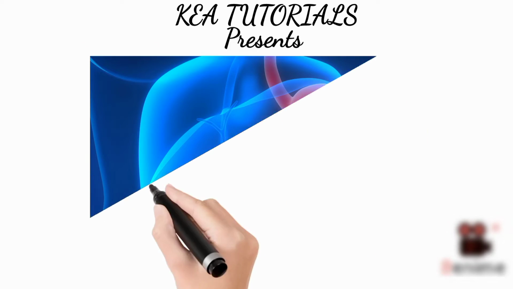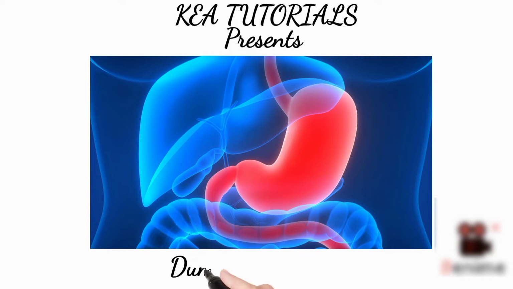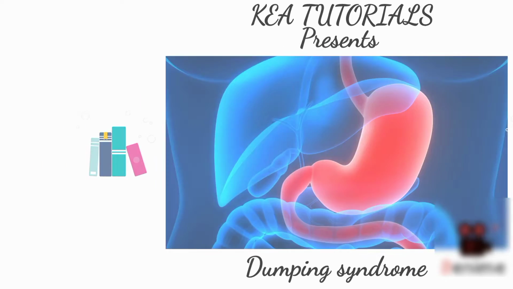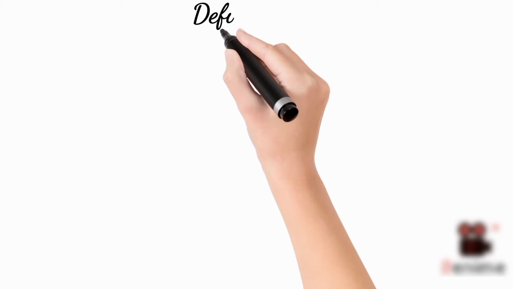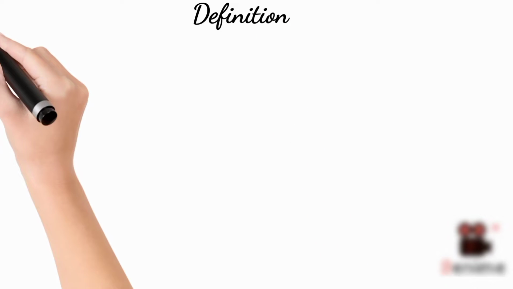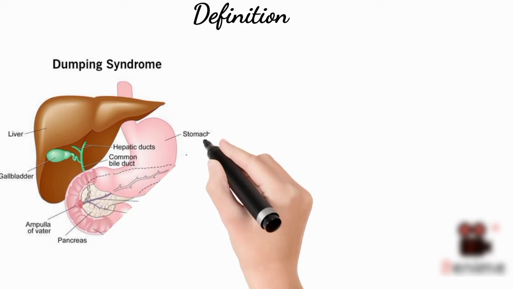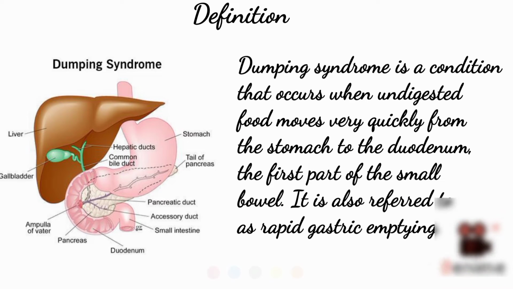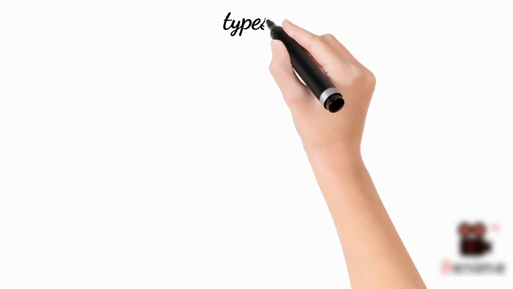Our topic of discussion today is a gastrointestinal disorder, the dumping syndrome. Dumping syndrome is a condition that occurs when undigested food moves very quickly from the stomach to the duodenum, the first part of the small bowel. It is also referred to as rapid gastric emptying. Dumping syndrome is of two major types.